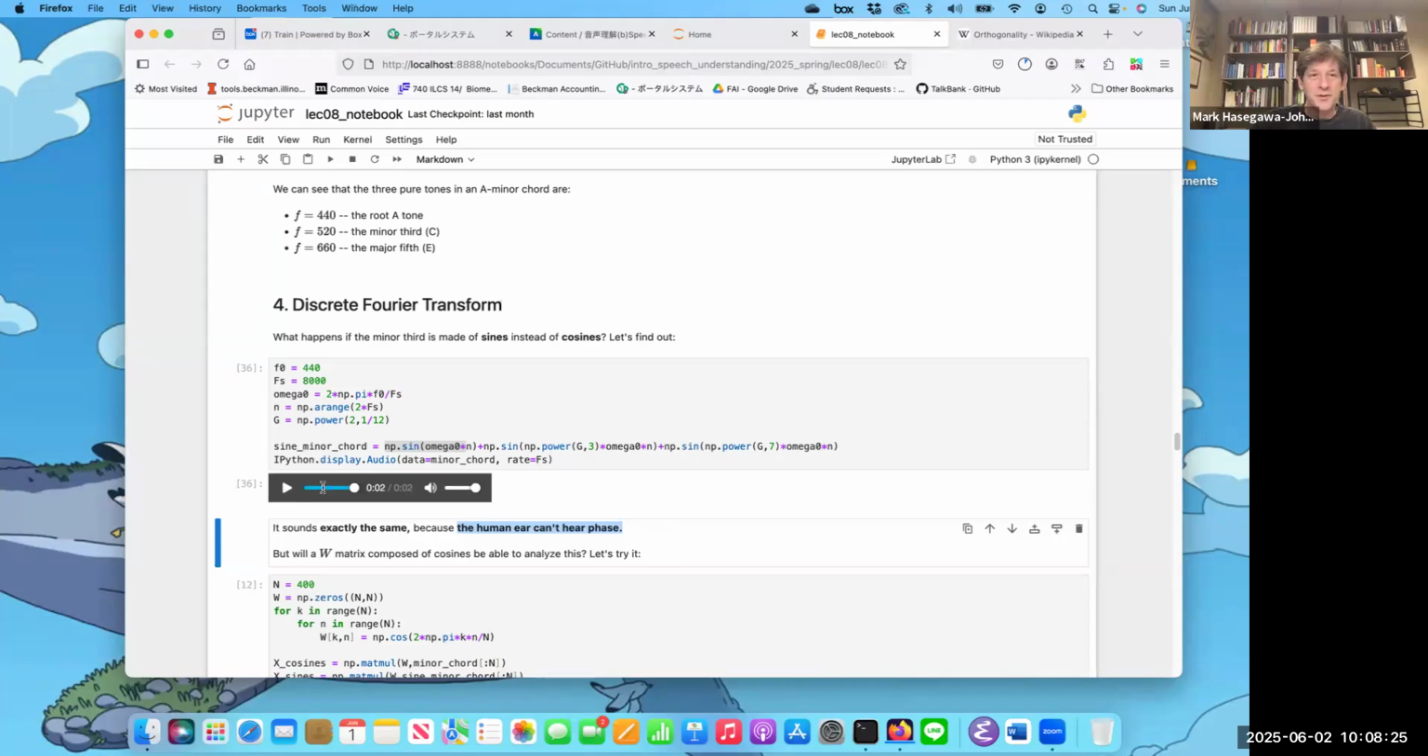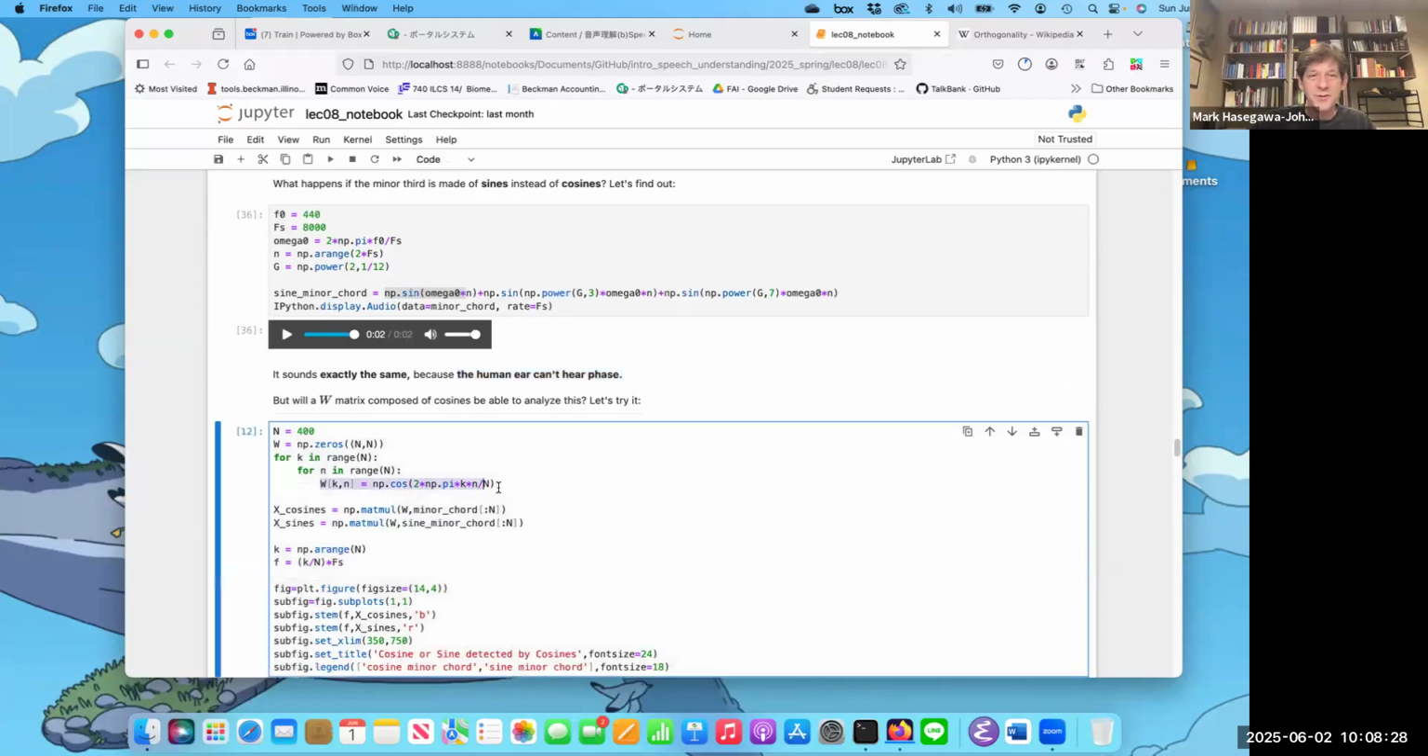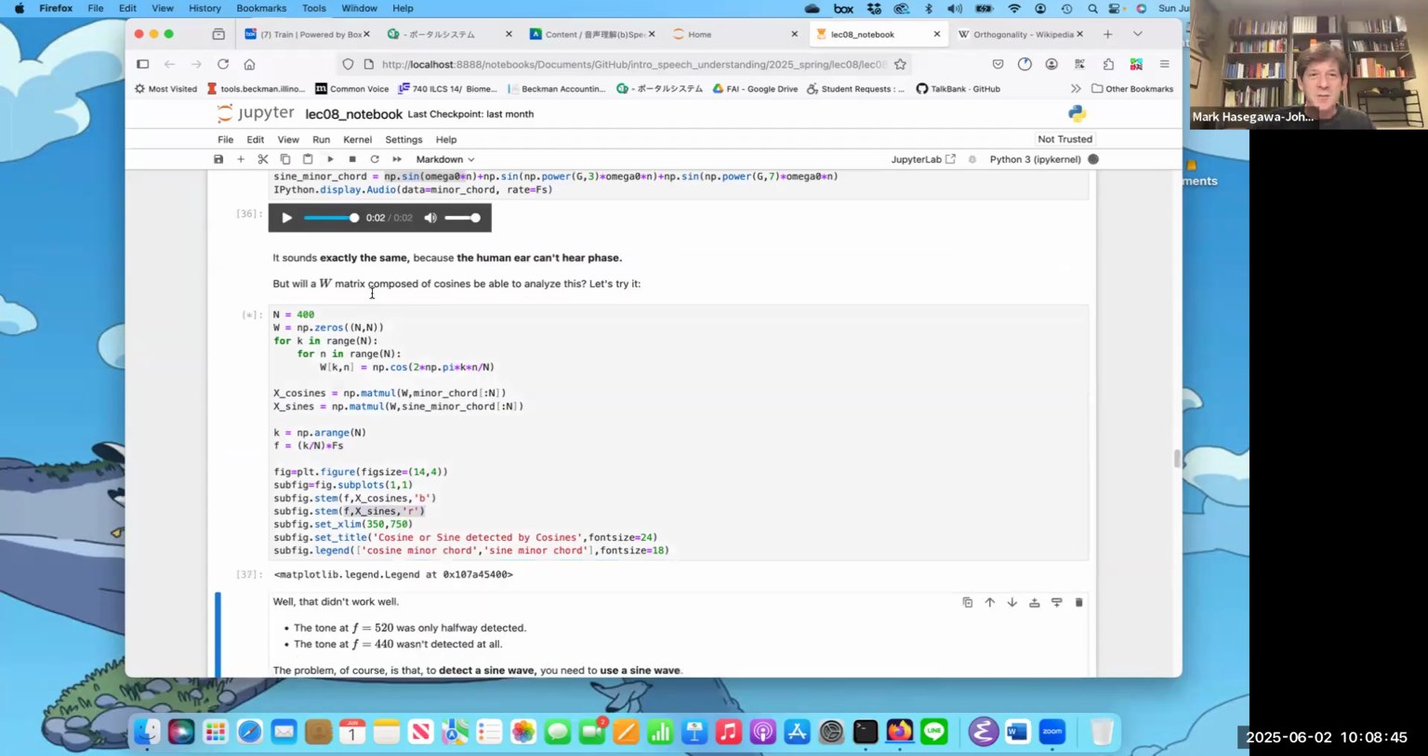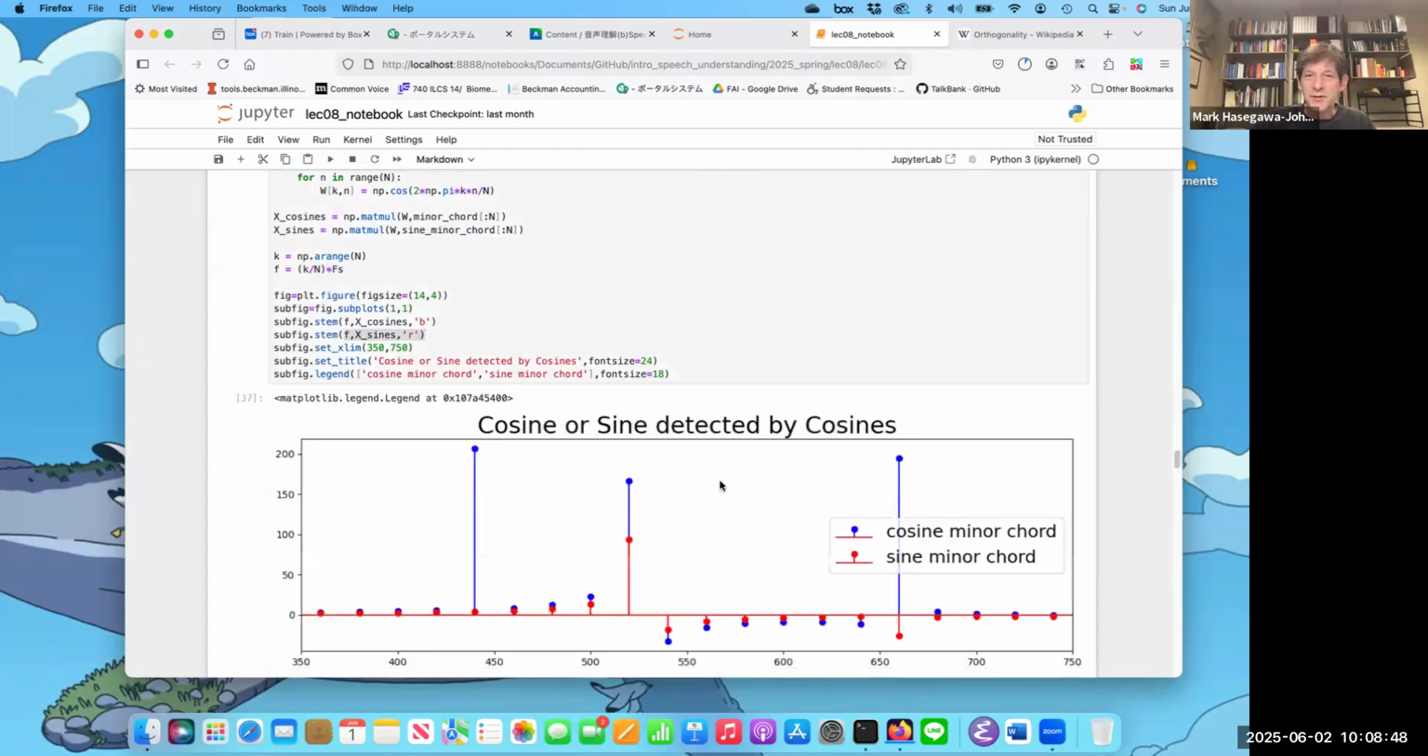So will the W matrix be able to handle that? Let's create our W matrix with cosines, and let me multiply it times the minor chord, and then I'll multiply it by the sine wave minor chord. And then let me plot those two things. Let me plot the cosine minor chord in blue and the sine minor chord in red. And what I discover is that the cosine minor chord is analyzed just fine by that W matrix, but the sine minor chord is not. Look, the A note has vanished entirely. The C note is just barely there, and the E note is just barely there.